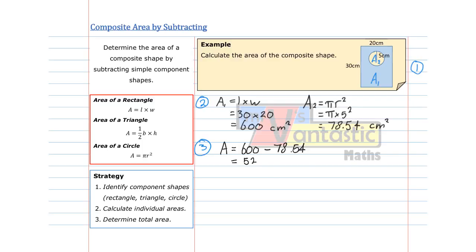Our calculator tells us that is 521.46 centimeters squared. And that is the area of the composite shape. Fantastic.